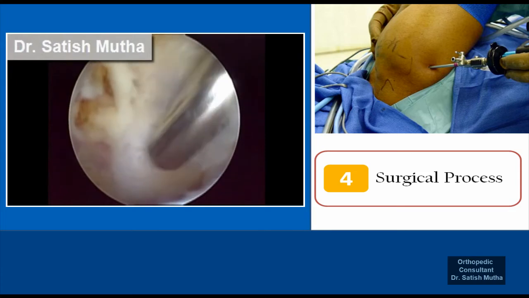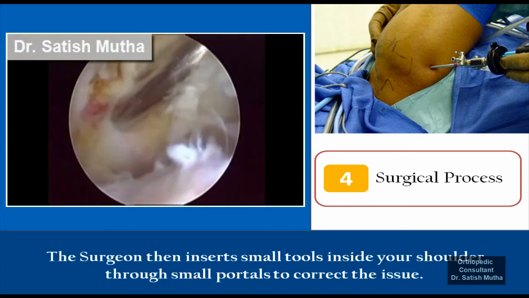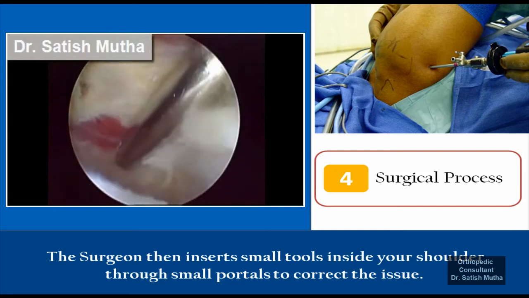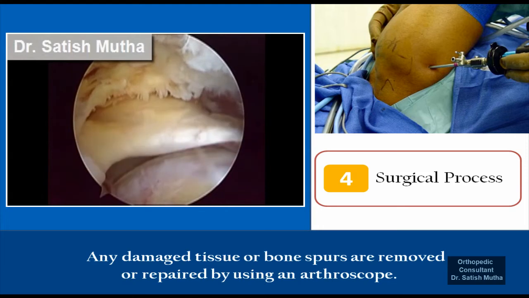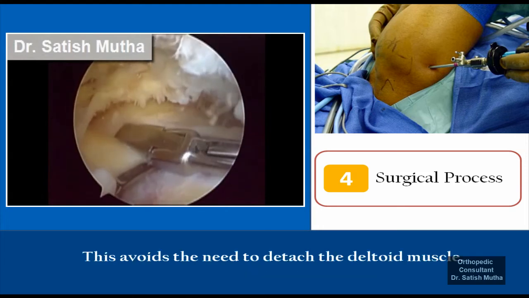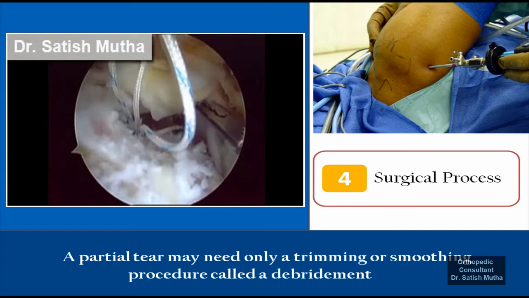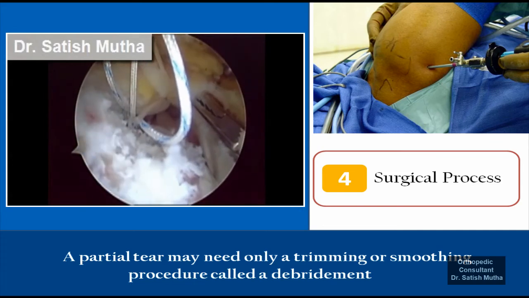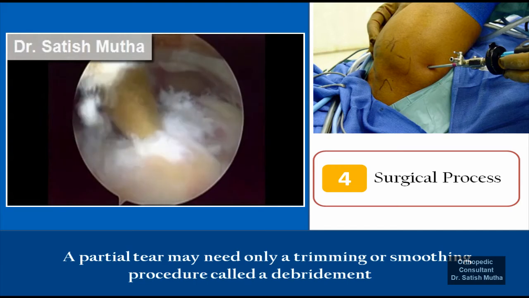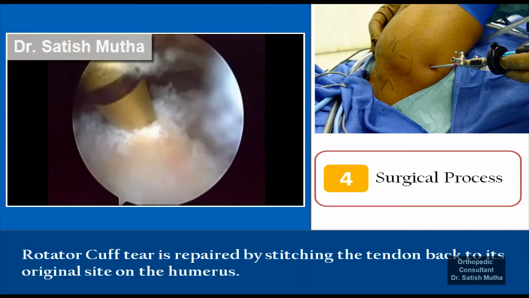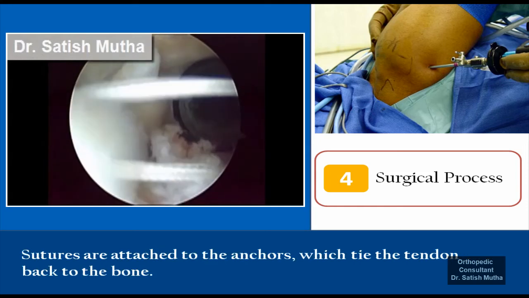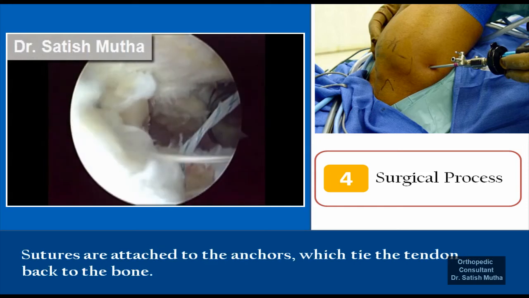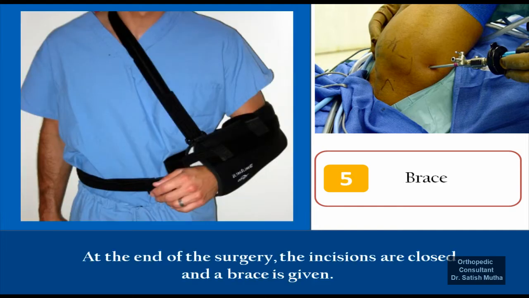Surgical process. The surgeon then inserts small tools inside your shoulder through small portals to correct the issue. Any damaged tissue or bone spurs are removed, or repaired by using an arthroscope. This avoids the need to detach the deltoid muscle. A partial tear may need only a trimming or smoothing procedure called a debridement. Rotator cuff tear is repaired by stitching the tendon back to its original site on the humerus. Sutures are attached to the anchors, which tie the tendon back to the bone. Brace. At the end of the surgery, the incisions are closed and a brace is given.